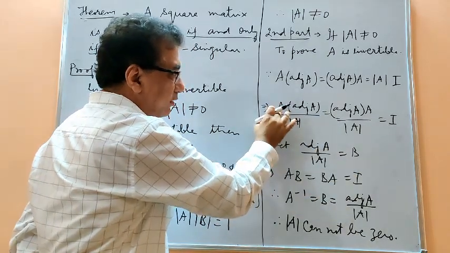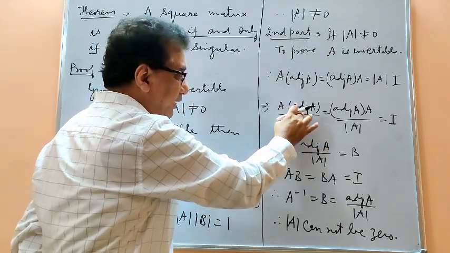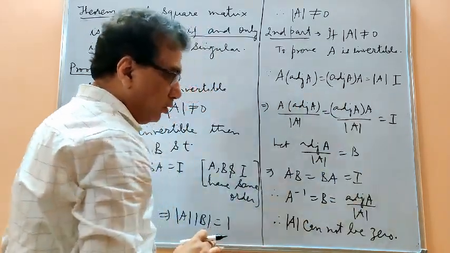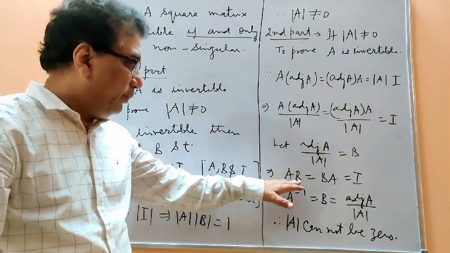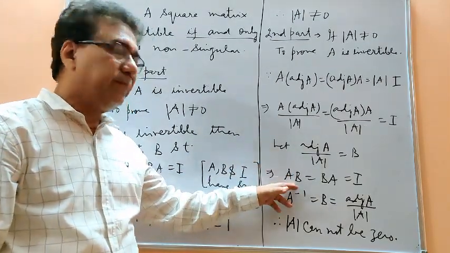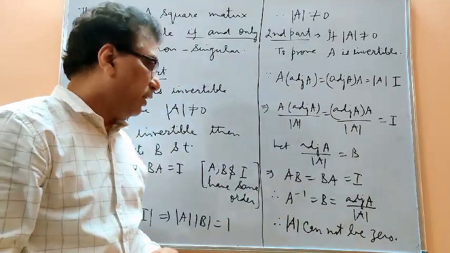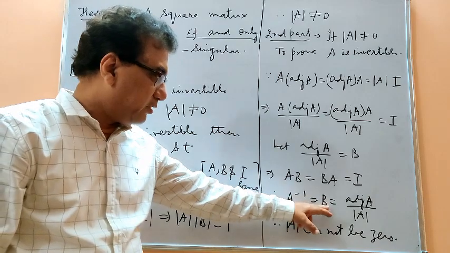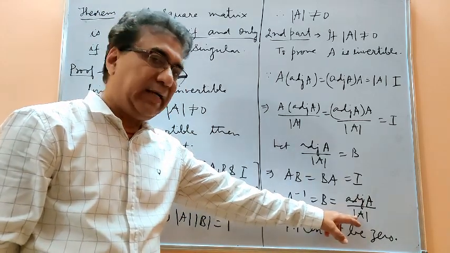So what's the equation we get? AB is equal to BA is equal to I. So that means B is the inverse of A. This is the definition of inverse. So we can write that A inverse is equal to B, and what has been taken as B? It was adjoint A by determinant A.